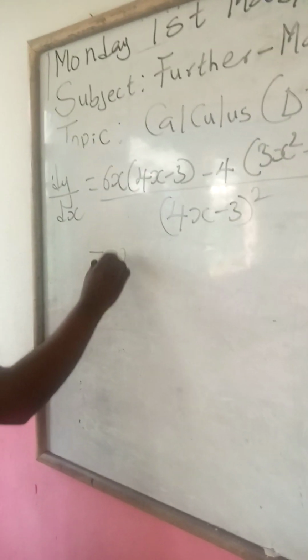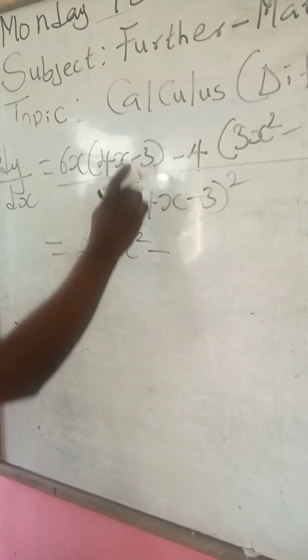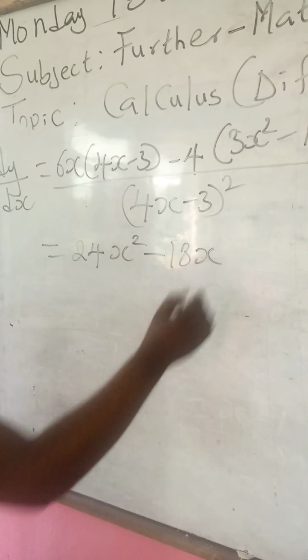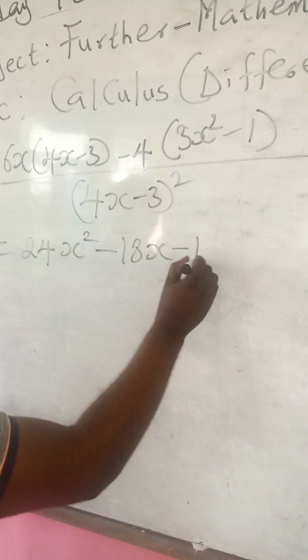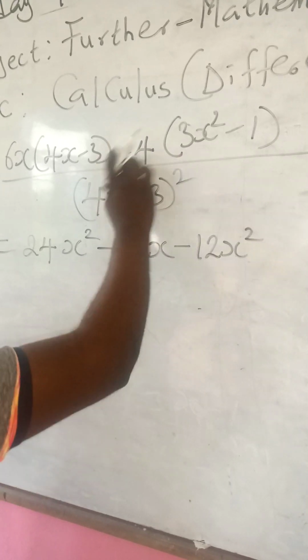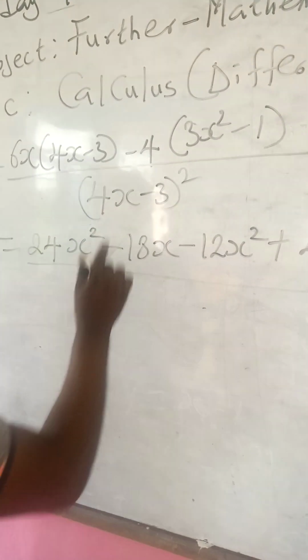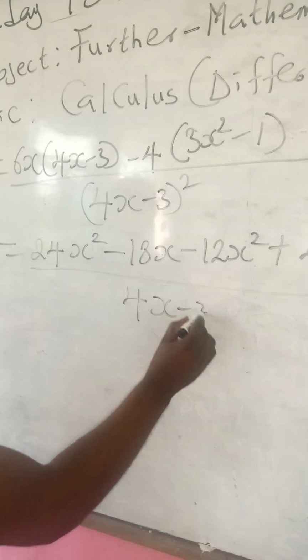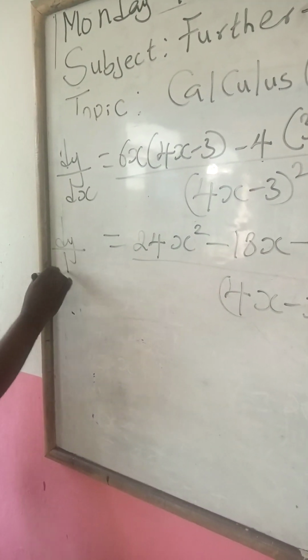6 times 4 is 24. x times x is x squared. 6 times 3 is 18, then you add your x. Okay. Here, 4 times 3 is 12. Then we have x squared. Minus times minus is plus. Then we have 4. All divided by this, 4x minus 3 squared. This is my dy dx.